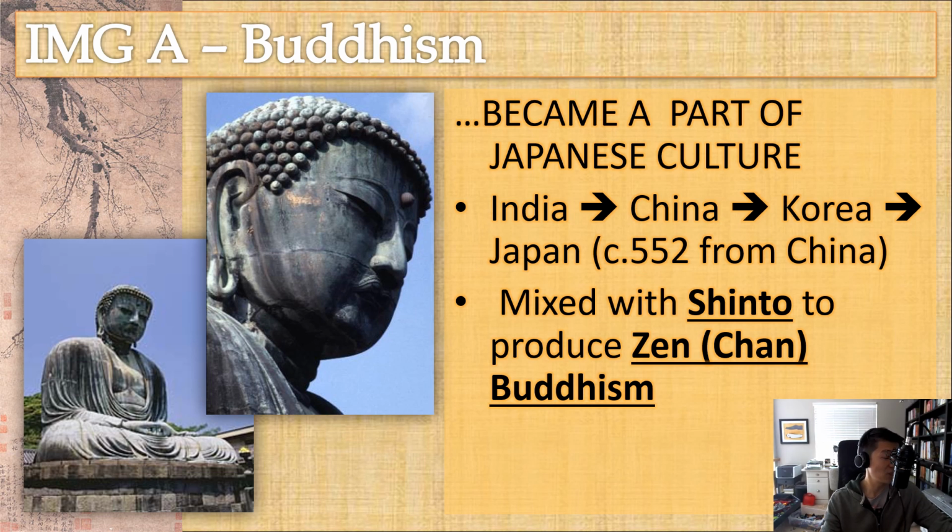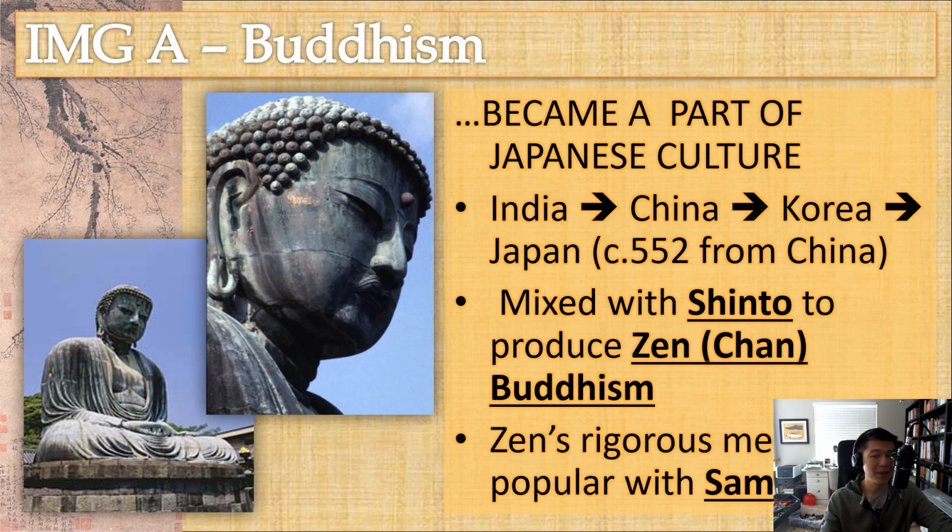Okay, it's not just missionaries, but we also have Prince Shotoku himself sending students to China to learn skills such as weaving, medicine, shipbuilding, and astronomy. And in doing so, they brought Buddhism back to Japan. So image A should be Buddhism. All right. Not only that, one last point is that the rigorous meditation styles of the Zen Buddhists became very popular later on with the samurai warriors of medieval Japanese custom.